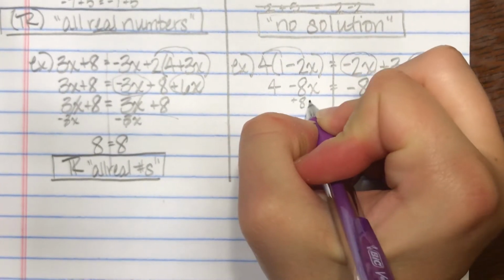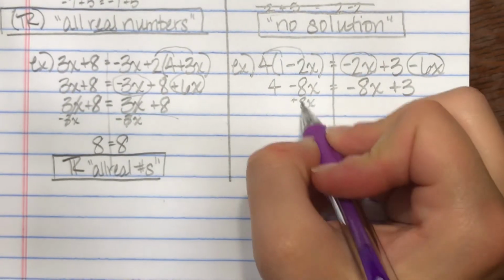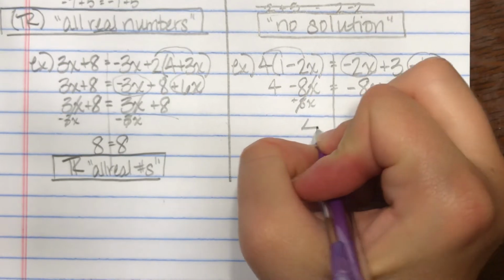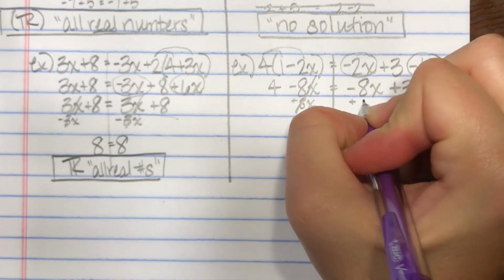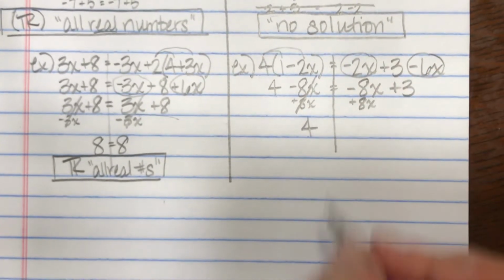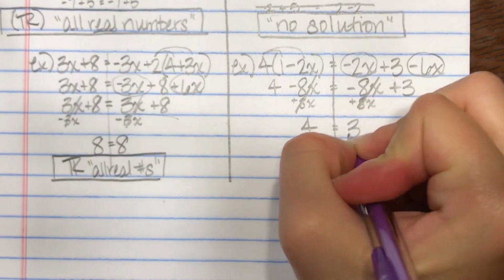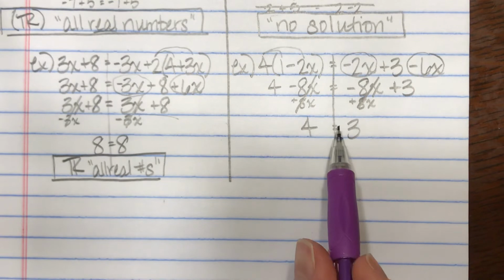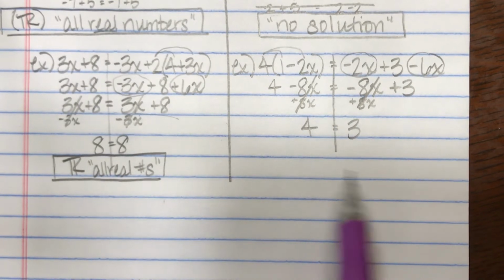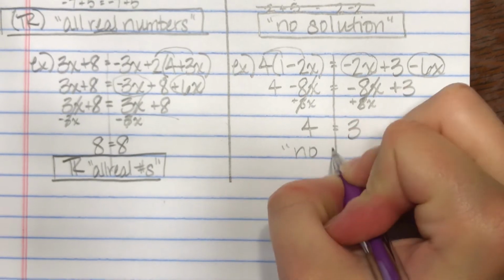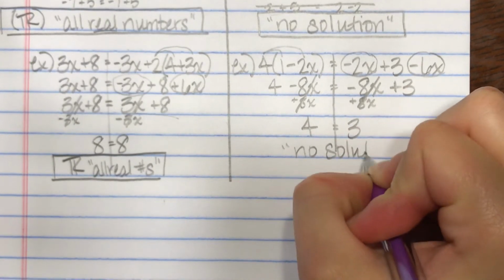If I just go straight algebra on this, I would add 8x to move it. They cancel out, and I'm left with a 4. I add 8x on this side. They also cancel out, and I'm left with a 3. Well, 4 doesn't equal 3, ever, no matter what. So that makes this a no solution answer.